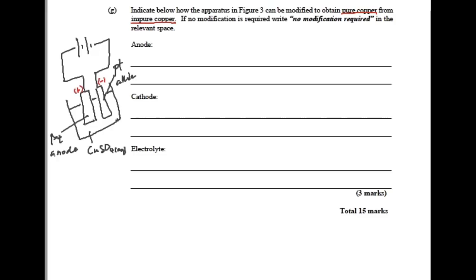So we're looking at the purification of copper. If we're going to purify copper, the anode would have to be different. We'll put a piece of impure copper at the anode. That's what the anode would need to be. And then the cathode: since we want pure copper to be collected at the cathode, we would put a piece of pure copper at the cathode.